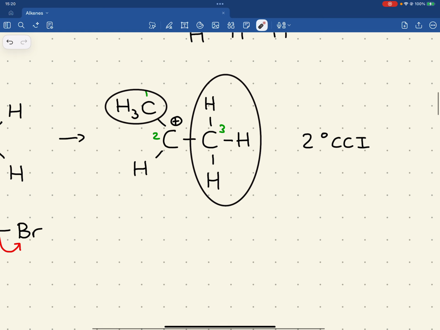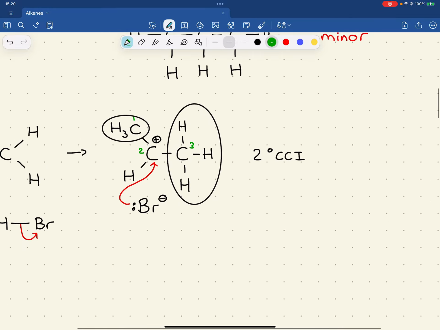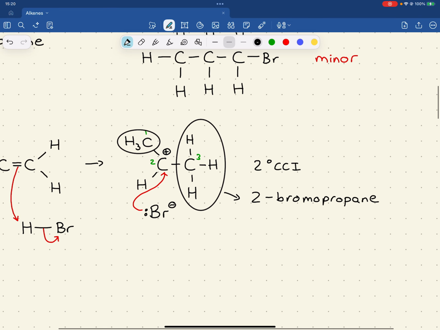These are electron donating groups, and they donate negative charge to this carbocation. Obviously, what would happen then is your bromide ion would react, and that would give us a product of 2-bromopropane. That would give us our major product. This is the major product because it is formed via the most stable carbocation intermediate.